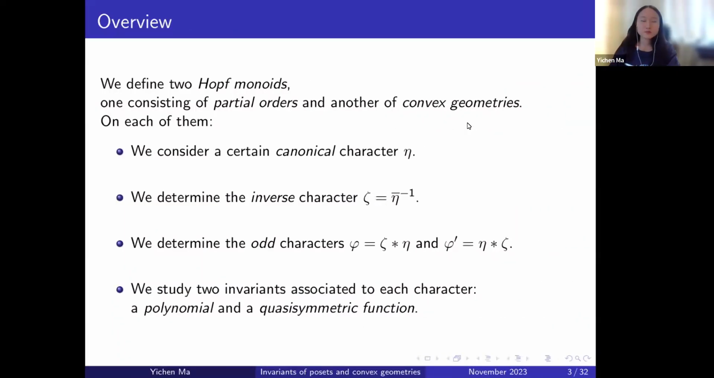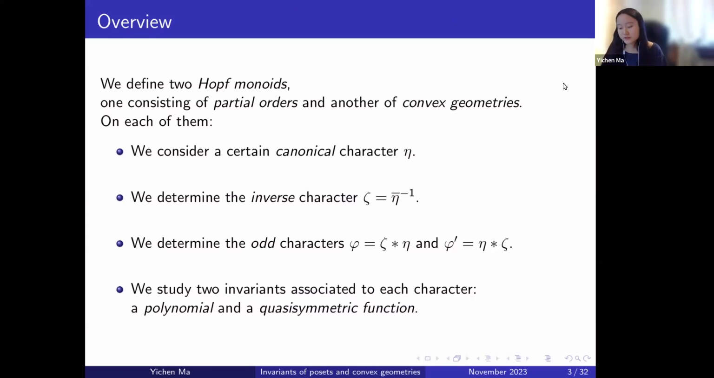In my talk, I will define two Hopf monoids. One is the Hopf monoid of partial orders, and the other is the Hopf monoid of convex geometries. For each of them we will discuss a collection of characters. First, we'll define a canonical character, eta, which sends every basis element to 1. This is the simplest.